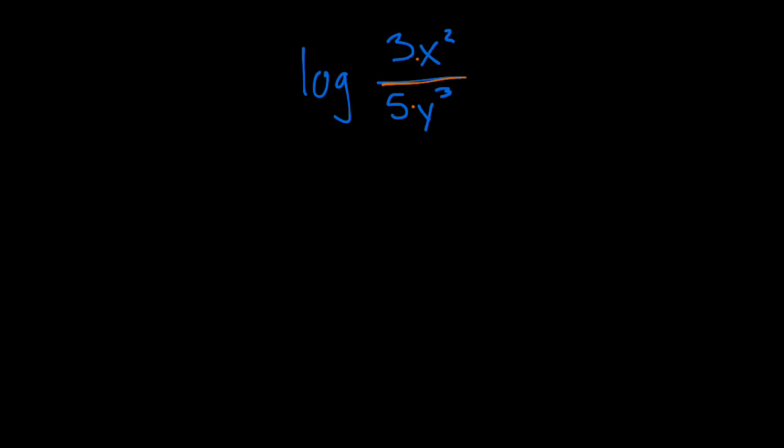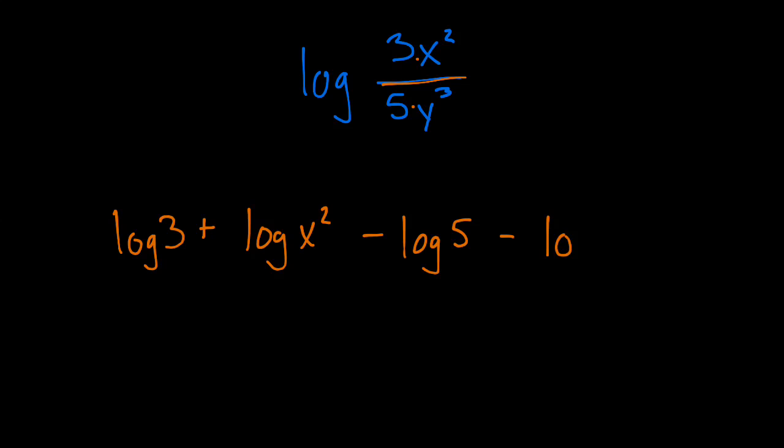When we expand this, everything that's on top is going to be a positive log, and then everything that we're dividing by is going to be a negative log. Okay, so we're going to have minus a log of 5 and minus a log of y cubed. So if we expand this, we have log of 3 plus log of x squared, and then the other things that we're dividing by, we would have minus those logs. So minus a log of 5 minus a log of y cubed.